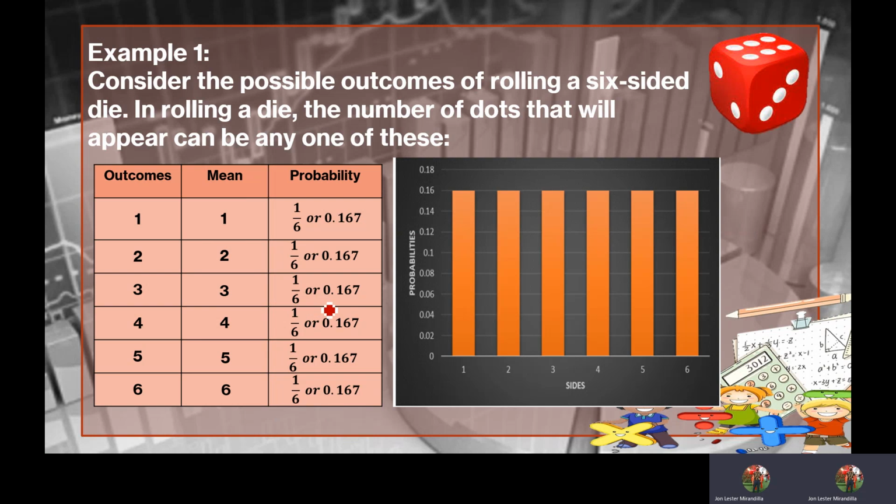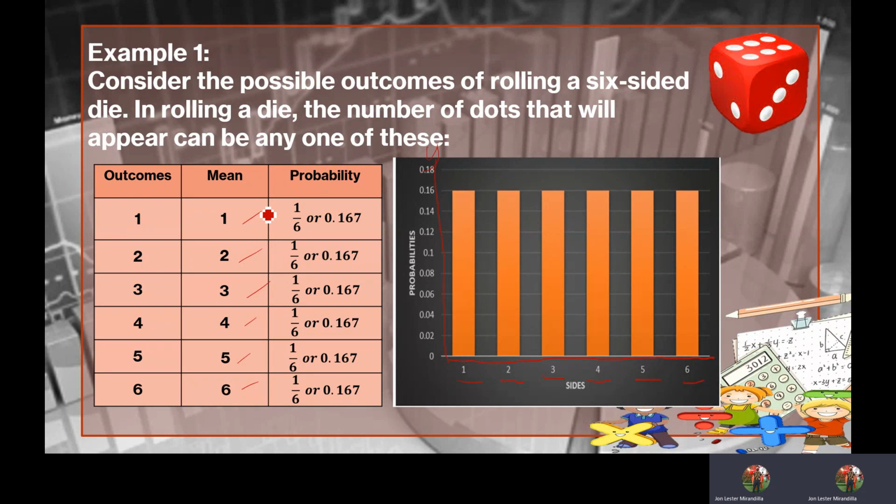So, kung mapapansin nyo dito sa ating x-axis, nandito yung mga sample means. Ito yung mga yon. 1, 2, 3, 4, 5, 6. So, ilalagay siya sa ating x-axis. Dito naman sa ating y-axis, ito yung mga probabilities of getting a mean of 1. Tapos, ipa-plot siya dito sa ating y-axis.